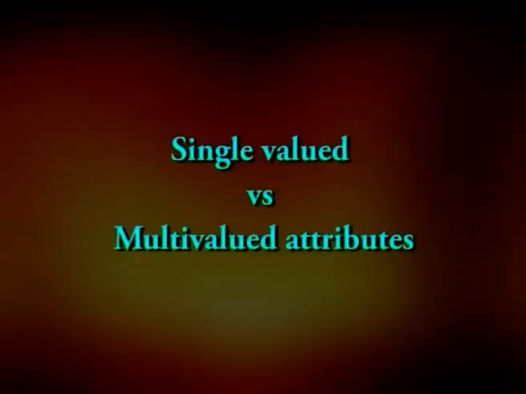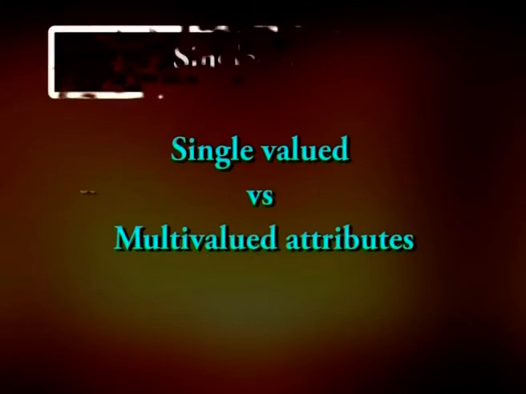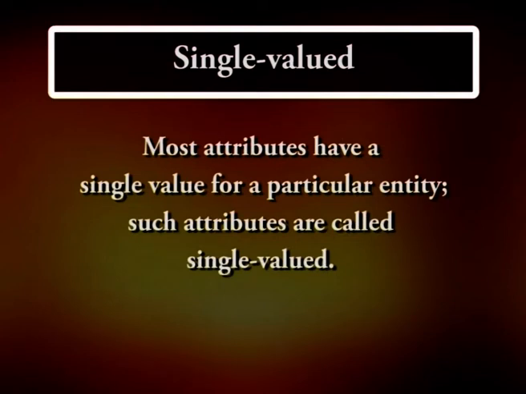Then we have the type of attributes as single valued versus multi valued attributes. Most of the attributes have a single value for a particular entity. Such attributes are called single valued. For example, age is a single valued attribute of person.